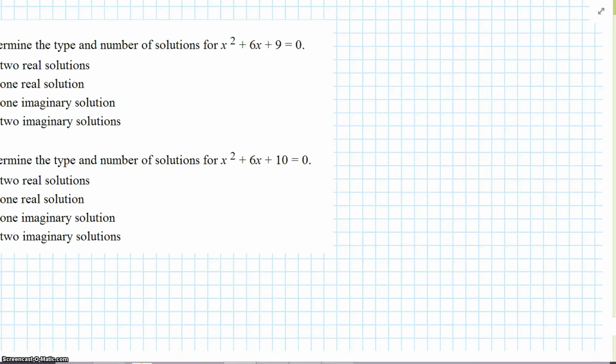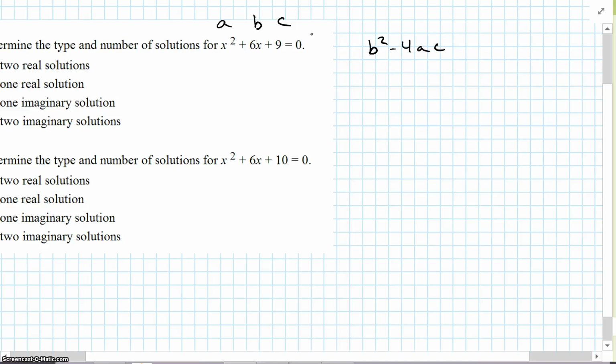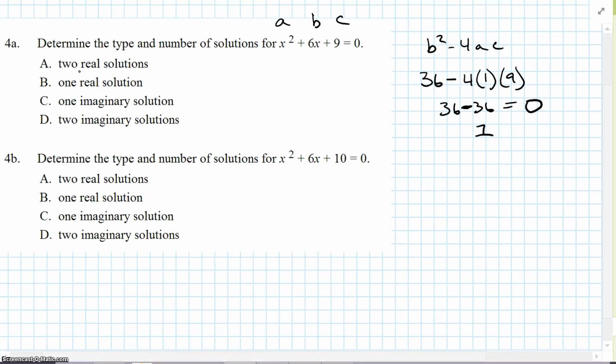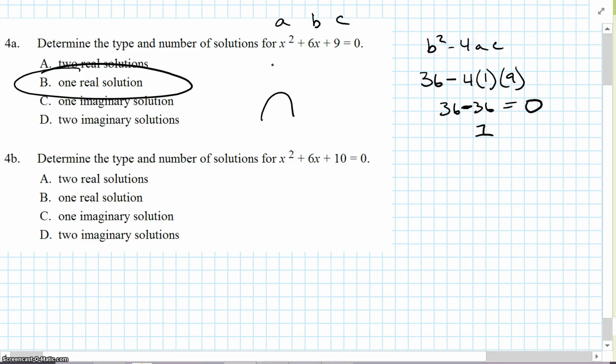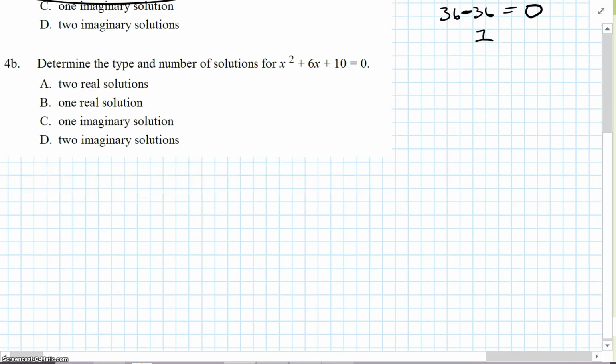Determine the type and number of solutions. Okay, there's my a, b, and c values. So it's b squared minus 4ac. So my b value is 6. So 6 squared is 36 minus 4 times a, which is 1, my c value is 9. So it's 36 minus 36. That equals 0. So there's 1 real solution. So the answer is B. So that tells us it is on the x-axis. The vertex is on the x-axis.